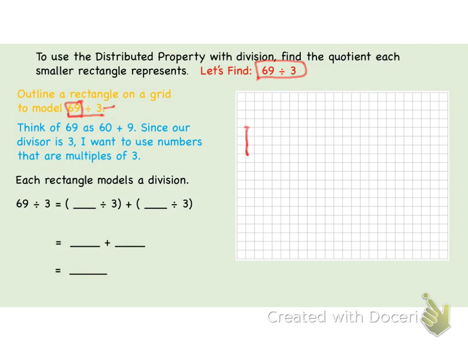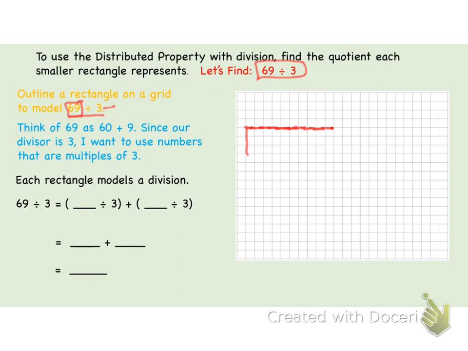1, 2, 3. Now I've got to count by 3s until I get all the way to 69, and I'm afraid I'm going to run out of space here. 3, 6, 9, 12, 15, 18, 21, 24, 27, 30. Let's check this again.